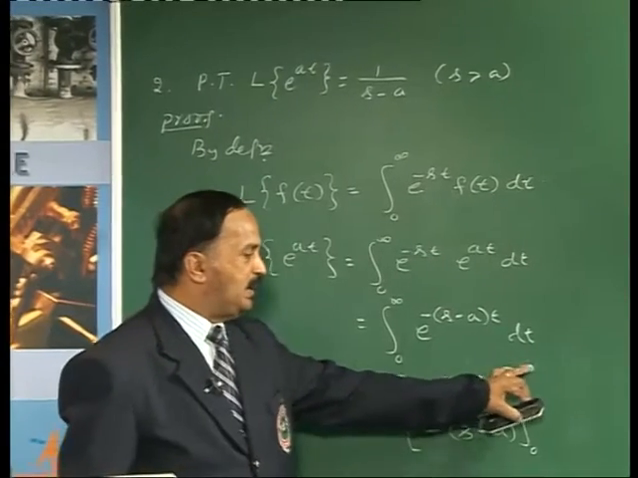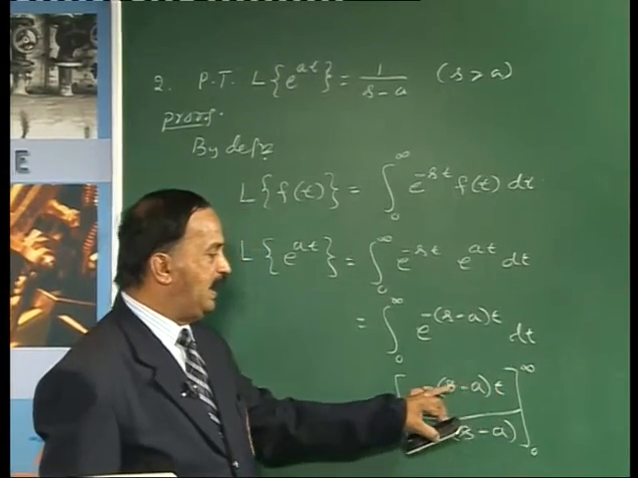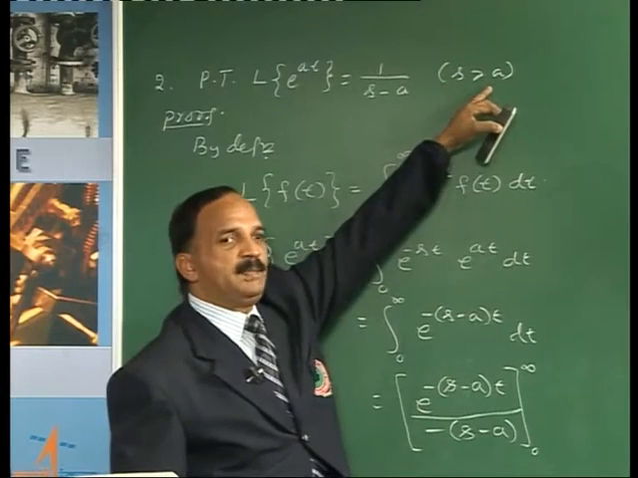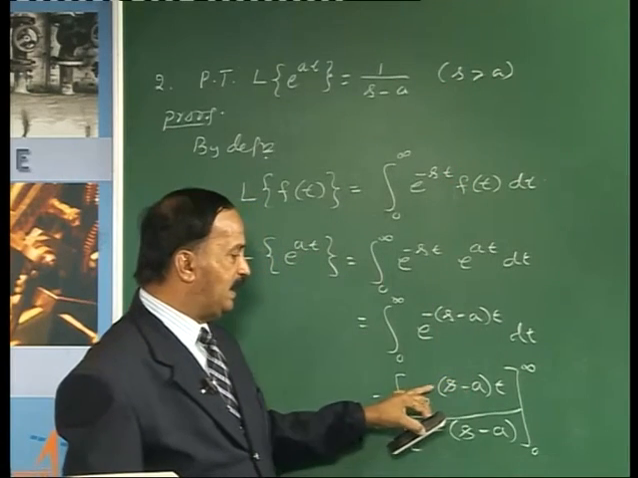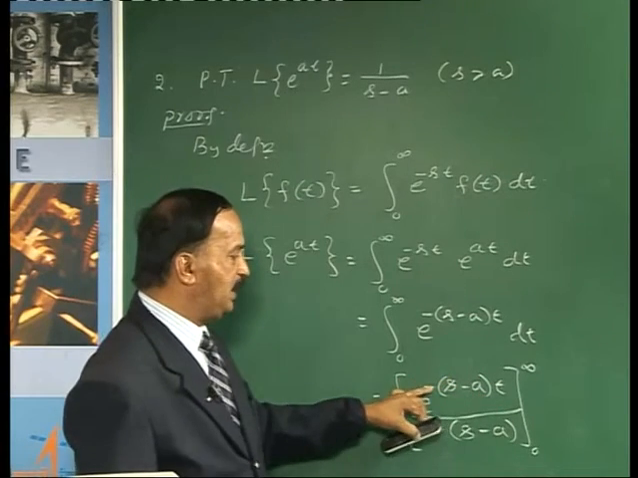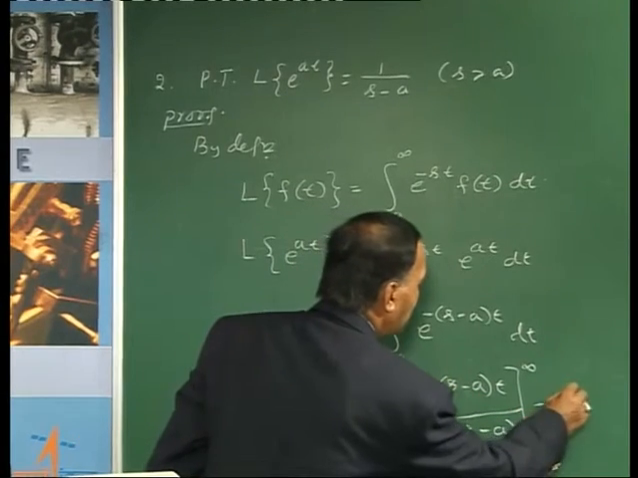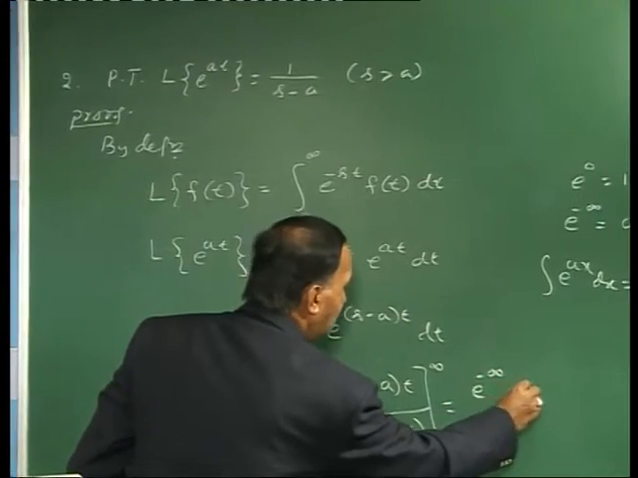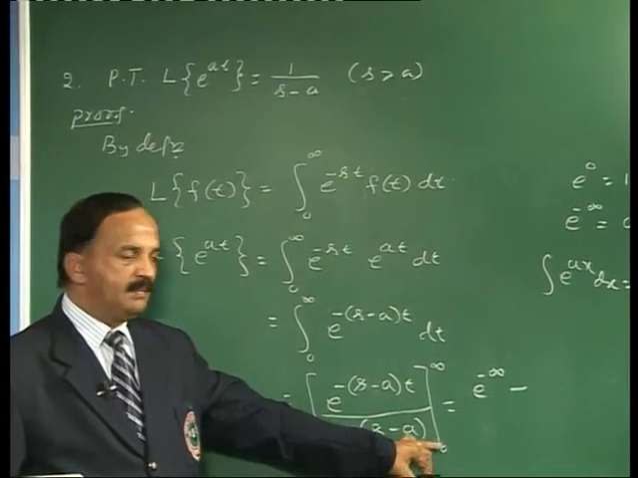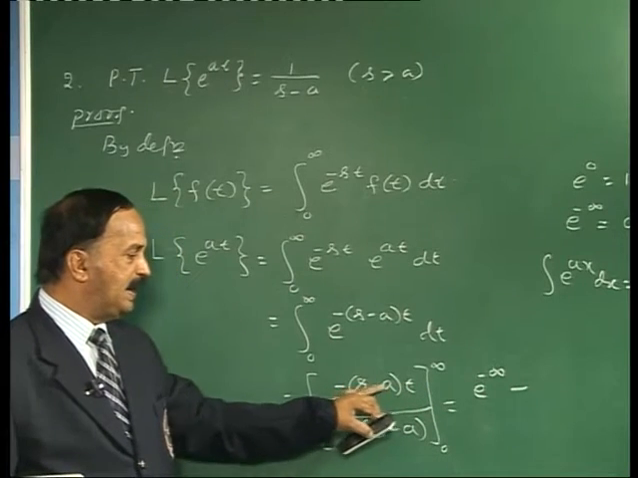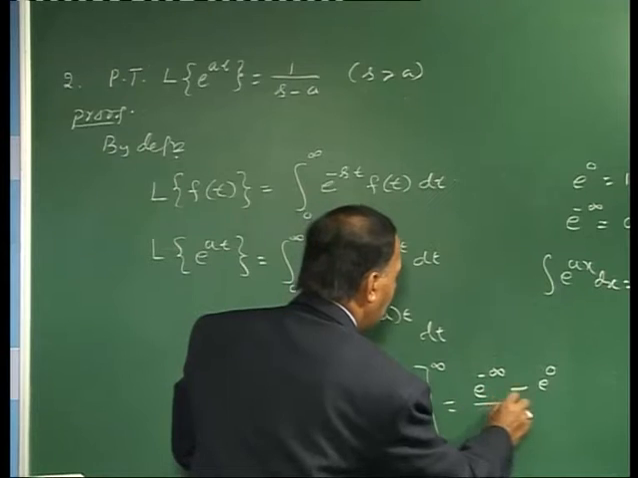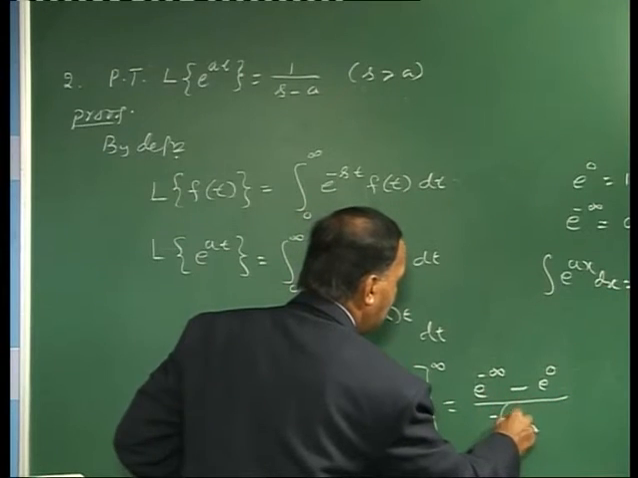Now you put t equal to infinity here. S is greater than a means s minus a is positive. So this is positive and this is negative, so infinity times positive times negative. That becomes e to the power of minus infinity. Minus, again put t equal to the lower limit 0. So 0 times (s minus a) is 0, e to the power of 0, divided by minus (s minus a).